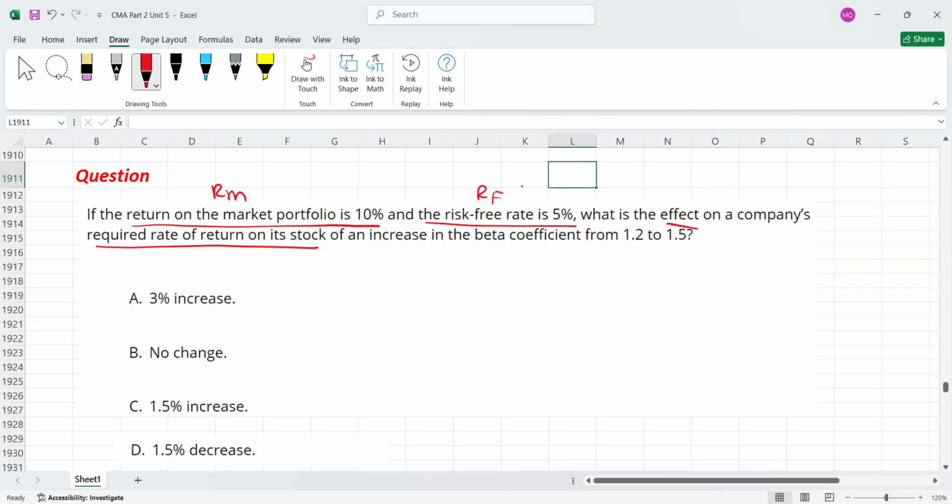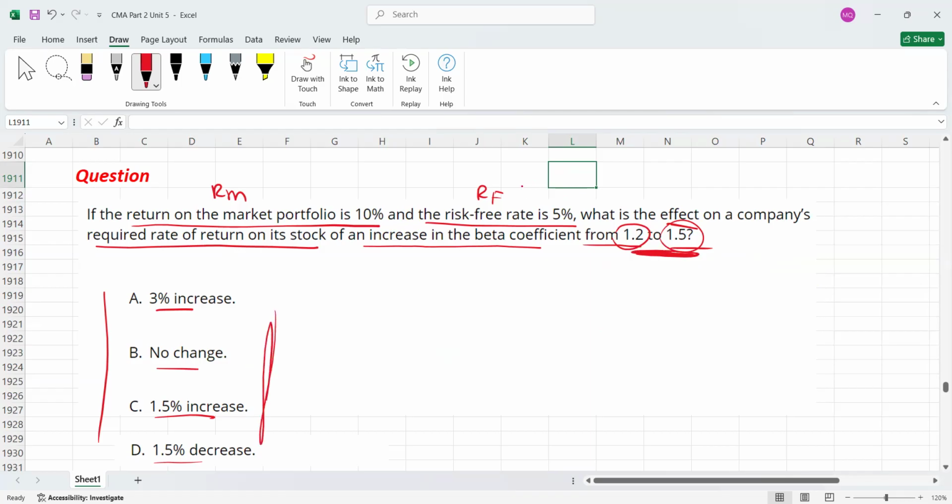They're asking the effect on required rate of return on its stock of an increase in the beta coefficient from 1.2 to 1.5. If you look at the options, they told you 3% increase, no change, 1.5% increase, 1.5% decrease. It means you have to calculate required rate of return under both betas, and then you can see whether it is increasing or decreasing, and by which percentage.